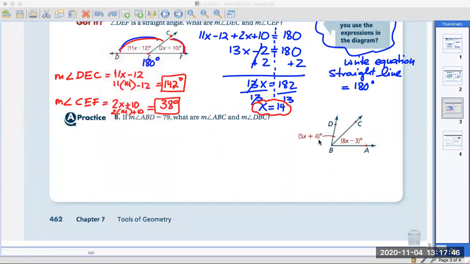Notice these two angles, they're not a straight angle like that one, right? So we need some more information. Here's the information: if measure angle ABD is 79 degrees, ABD, that's that whole angle, is 79. So the whole is 79. The sum of the parts, the sum of these two, is the whole thing. So what's my equation look like? 5x plus 4, that's this angle, plus the other part is equal to the whole, which is 79.